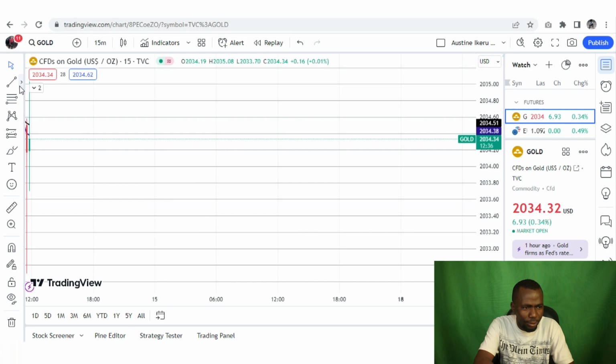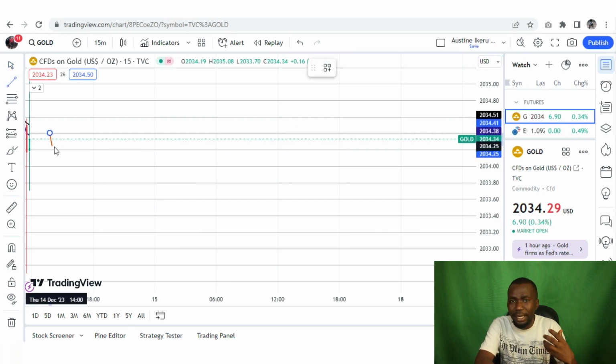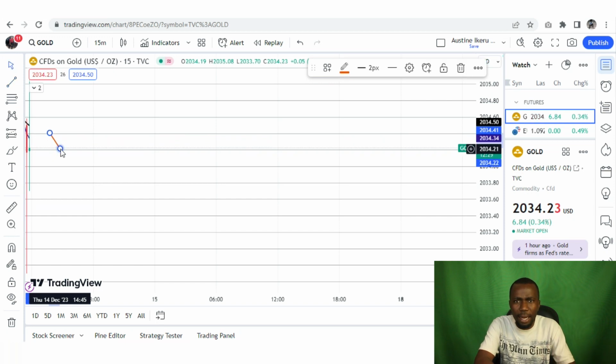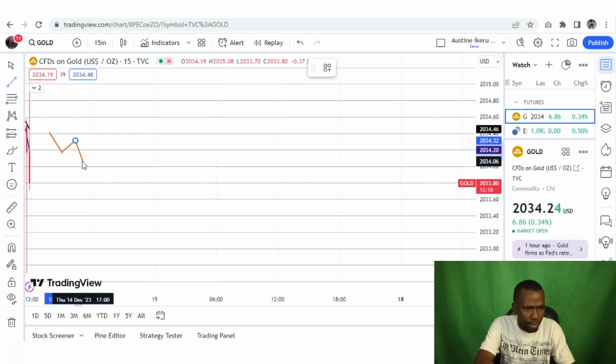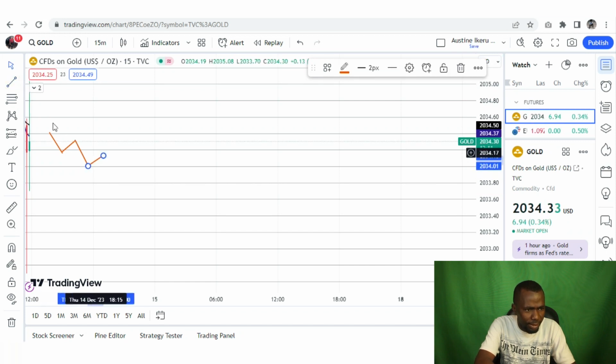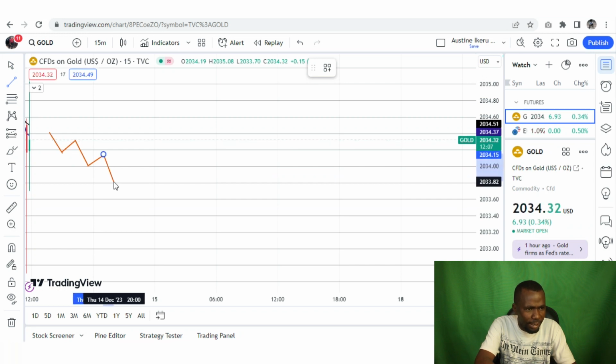Let's assume that the price is in a downtrend. When the price is in a downtrend, the price will be making lower high and lower low, right? Price is making lower low and lower high. You simply know the price is in a downtrend. This is just a practical example of how to identify the inverse head and shoulder pattern, right?